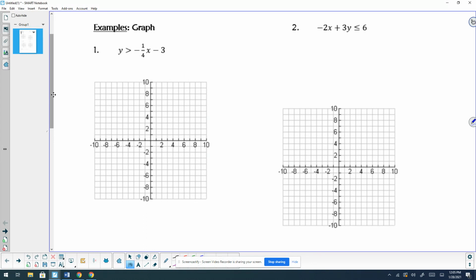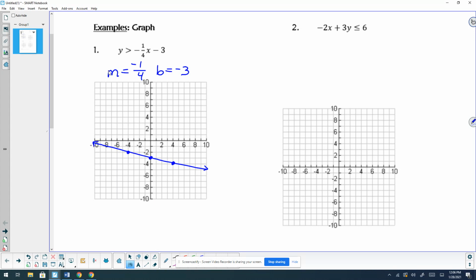So problem number 1, we have y is greater than negative 1 over 4x minus 3. So my m in this case is negative 1 over 4. My b is negative 3. So I'll start down at negative 3. My slope tells me to go down 1, right 4. If I go down 1, right 4, I should go up 1, left 4 as well. I can go ahead and connect these points.